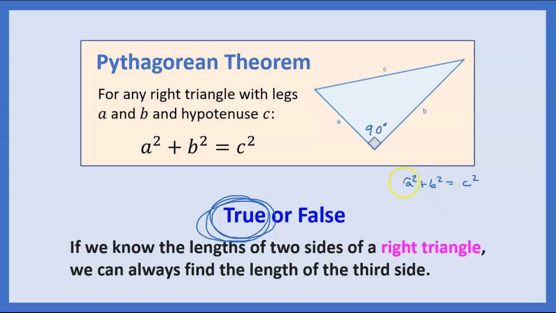Say, let's solve this for A. We just subtract B squared from both sides. We get A squared equals C squared minus B squared. We take the square root of both sides. We get A equals the square root of C squared minus B squared, which is a little bit more complicated, but it still just evaluates to a number that is set. So yes, we can absolutely figure out the missing side if we have two of these sides.